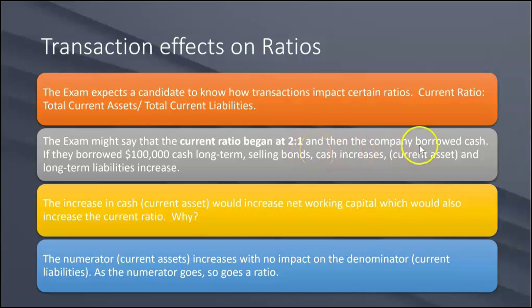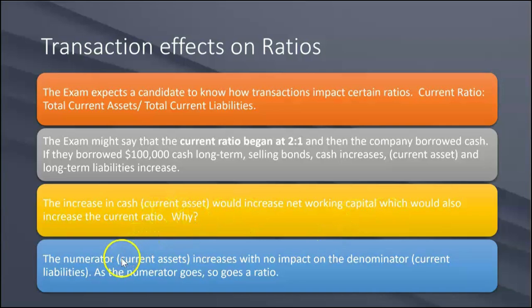And then here's the transaction. The company borrowed cash. Well, if they borrowed $100,000 cash long-term by selling bonds, then cash increases, that's a current asset, and long-term liabilities increase. Now the increase in cash is an increase in current assets, and that would increase net working capital, which would also increase the current ratio.